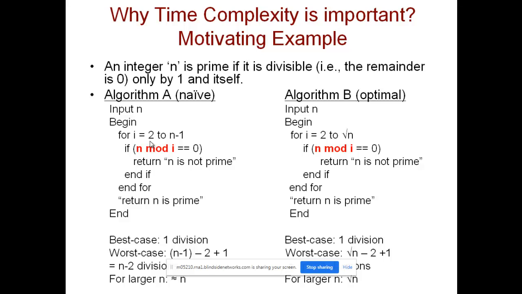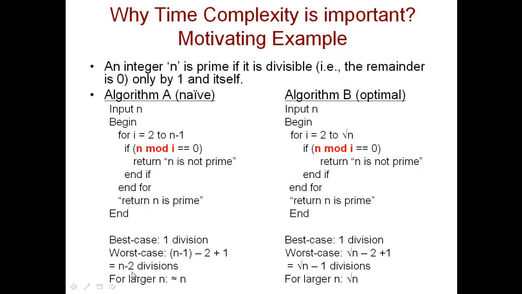So instead of counting it, the mathematical formula is the upper limit 10 minus 2 plus 1. So 10 minus 2 is 8, plus 1 is 9. So there are 9 integers from 2 to 10, including 2 and 10. If you simplify this, n minus 1 minus 2 plus 1 is going to be like negative 1 plus 1, the 1s cancel, so it's n minus 2. So n minus 2 divisions.